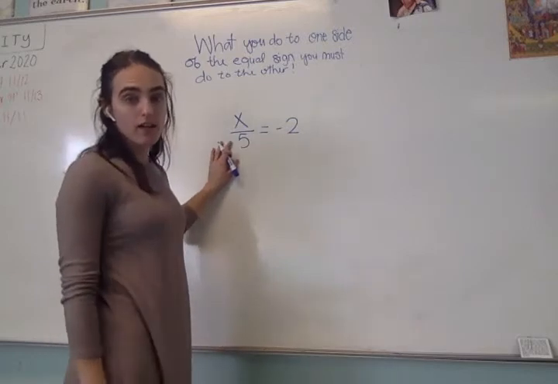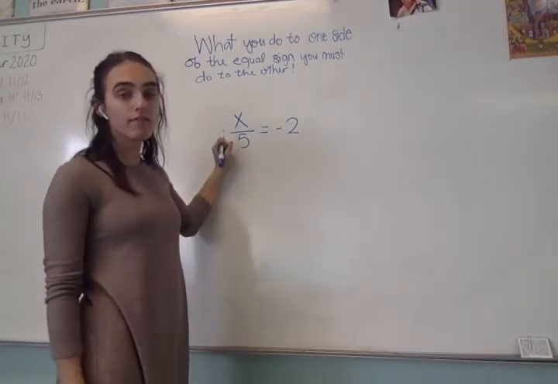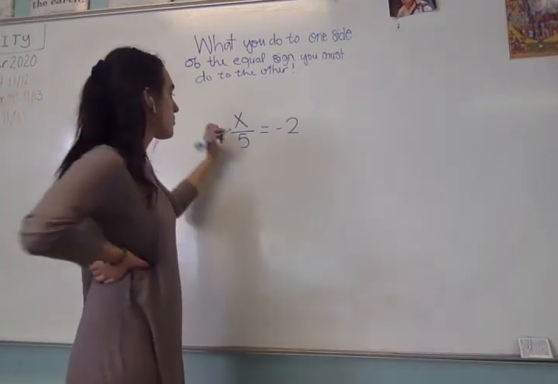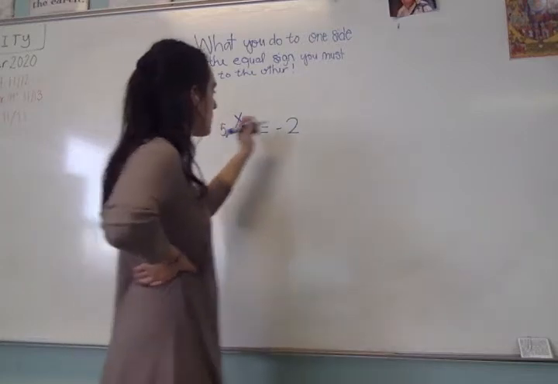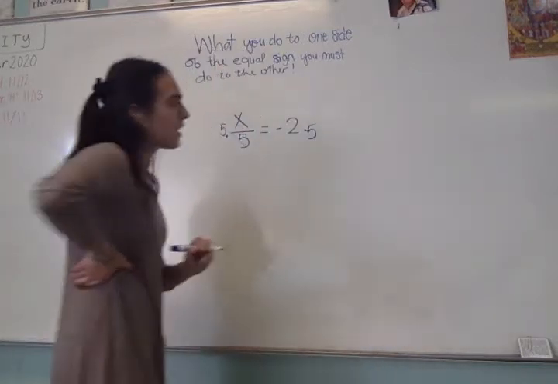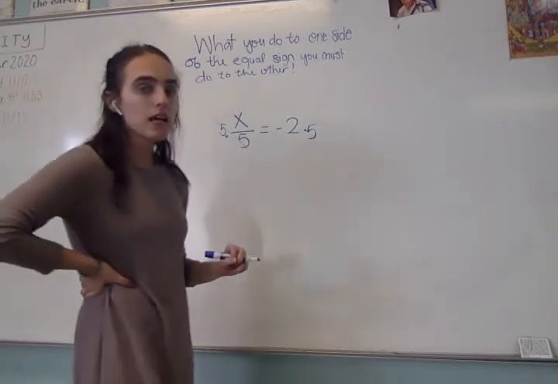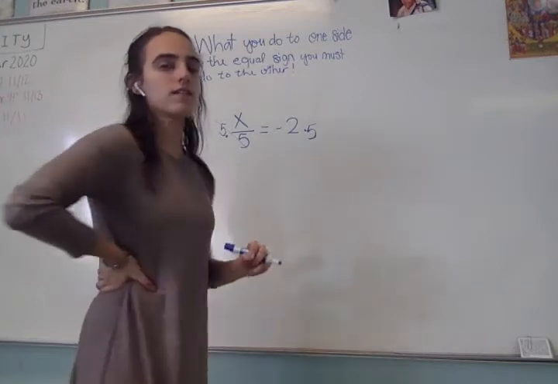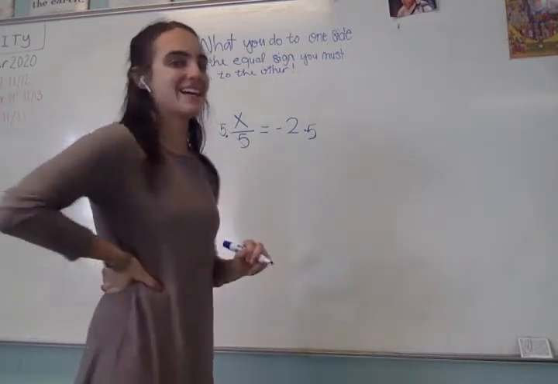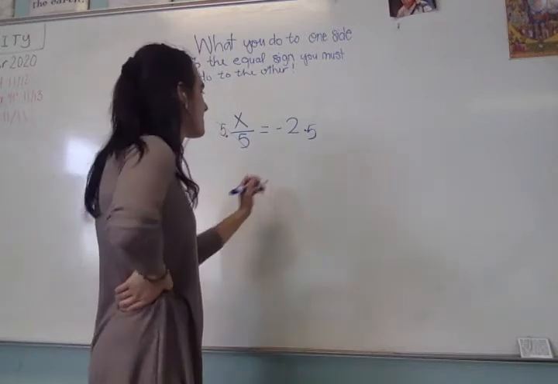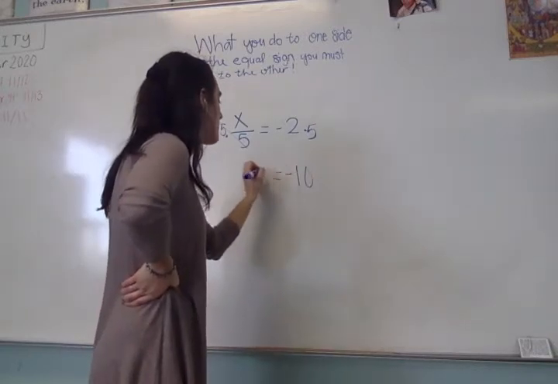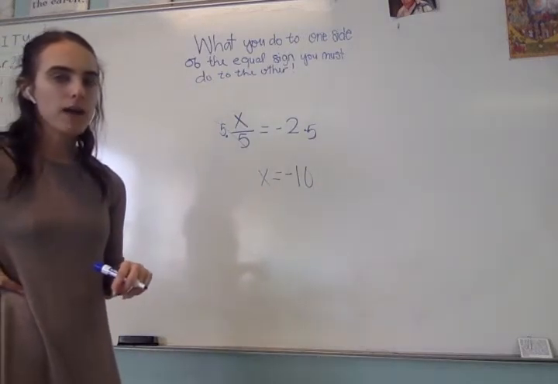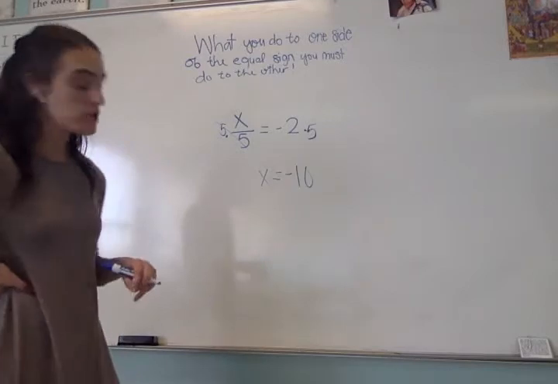So I'm dividing, right? I want to find out what number, if I divide it by 5, gets me negative 2. So I'm dividing, so if I multiply by 5, a positive times a negative is a negative. Negative 10 equals x. Because negative 10 divided by a positive 5 is negative 2.